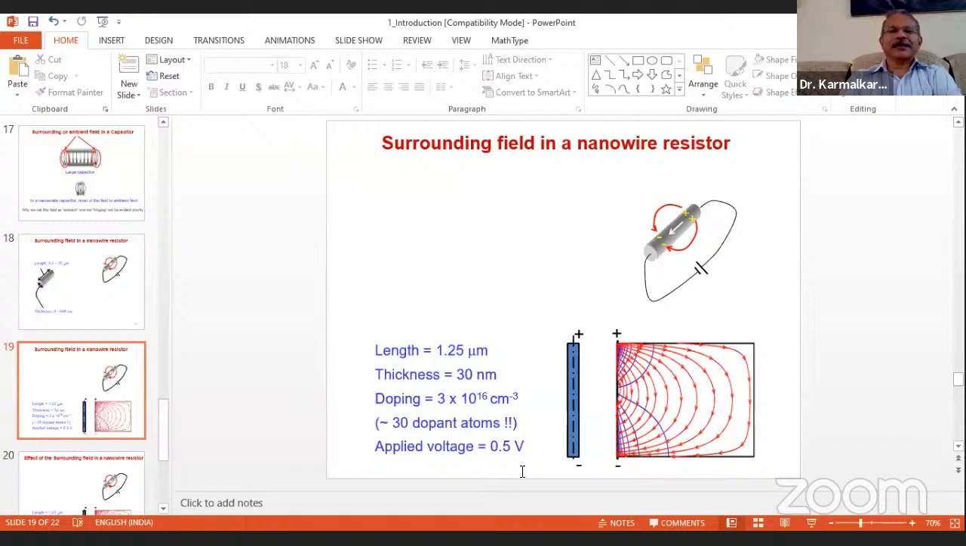The parameters given are length. Let's suppose length is L, thickness of the wire, that is same as diameter. Suppose diameter is D, thickness is D. So length is L, thickness is D. Doping is N. So in terms of L, D and N, how do you get the number 30? Somebody should tell.